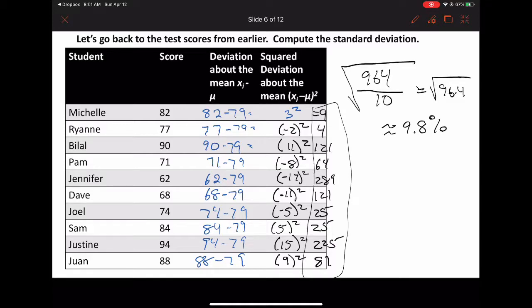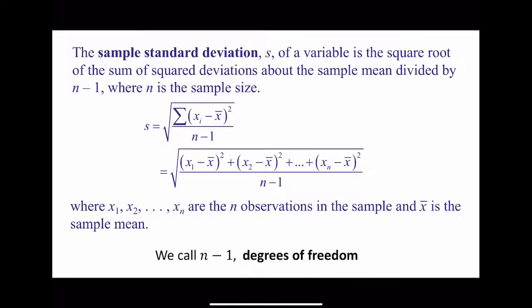We're going to talk now about sample standard deviation. Sample standard deviation is very similar. You still do the same thing where you take the data point and subtract the mean, but remember our mean with a sample is an x bar and not a mu. And then instead of dividing by the sample size, we're dividing by the sample size minus 1.